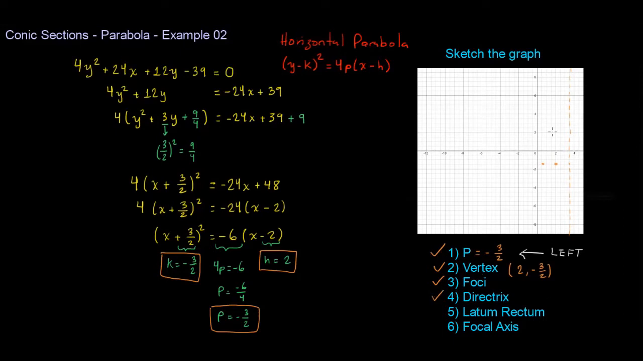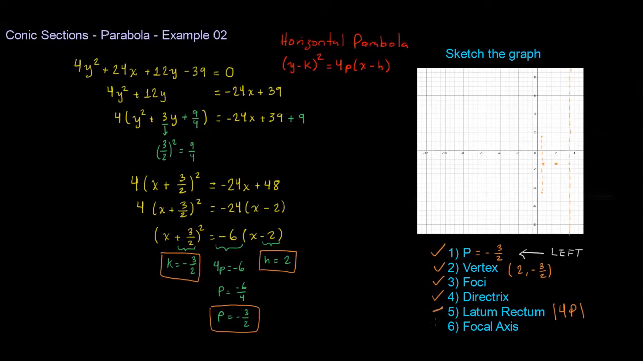Now the latus rectum, remember, is a vertical distance through the foci. This has to be total length of 4 times p, like this. So 4 times p would be 6. So it will be 3 up. Now there it is, my latus rectum.